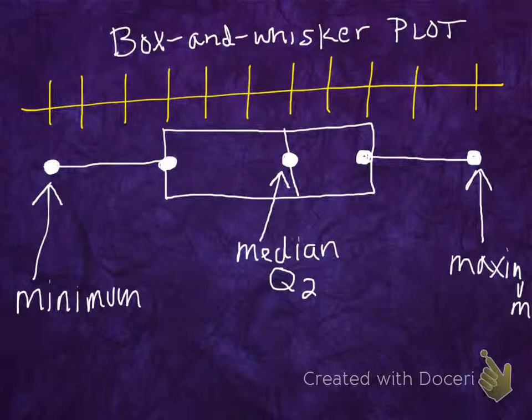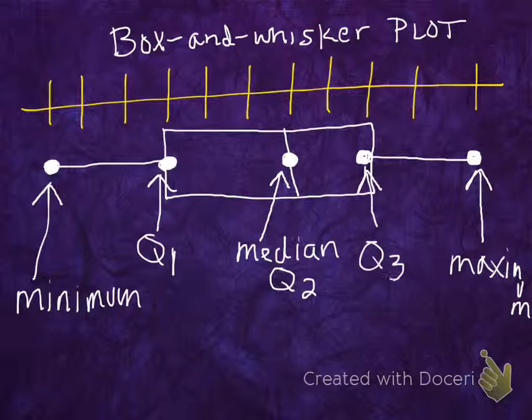The two new terms that you have are going to be called quartile 1 and quartile 3. Quartile 1 is actually this dot right here, so we're going to call that Q1. And then this one right here is going to be Q3.